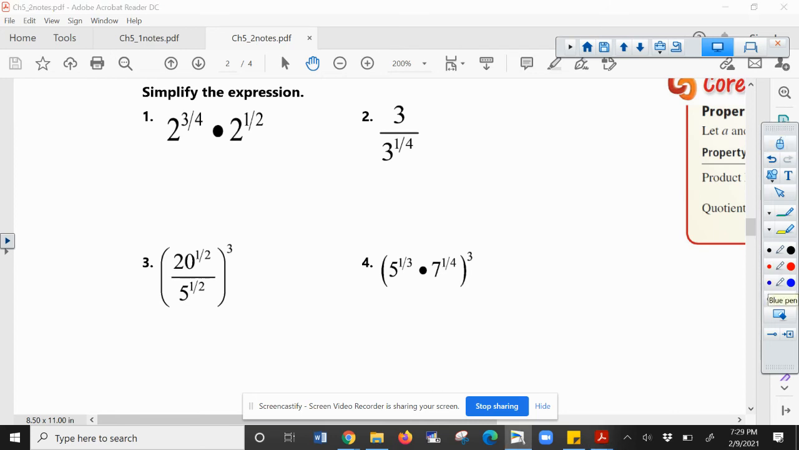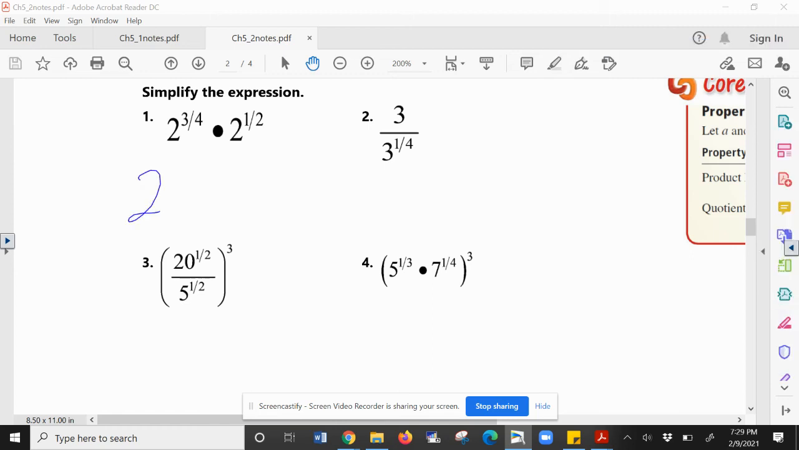Okay, let's try this one. Now these have the same base, which means I can combine their exponents. So I need 3/4 plus 1/2. 3/4 plus 1/2 is like 3/4 plus 2/4. So that's 2 to the 5/4. All right, and this has the same base as well. So since they have the same base, I can subtract the exponents. 3 has no exponent, so it's the same as 4/4 or 1. 4/4 minus 1/4 would be 3/4.